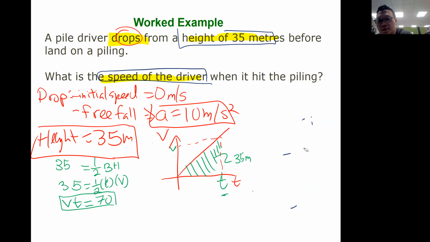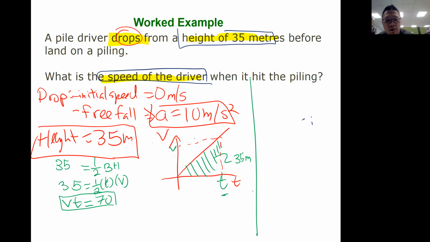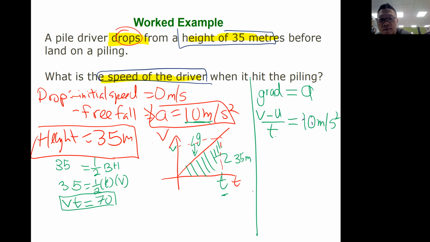Let me erase this first. Now on the speed time graph, the next thing I look at is the gradient. I know that the gradient of the graph is acceleration, and based on the question, acceleration is 10 meters per second square. What's the formula for acceleration? It is final minus initial divided by time. Remember the question is asking for the speed of the object. So I know that the initial speed u is 0, and time is t. If I rearrange the equation, v equals 10t. This is the second equation.